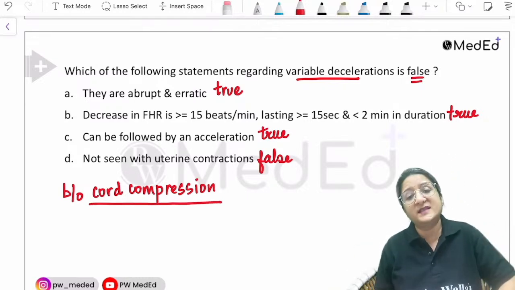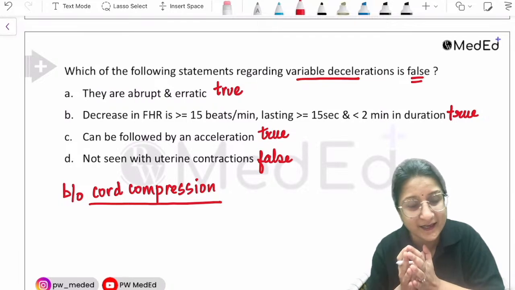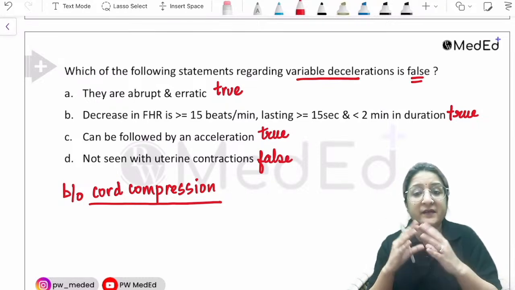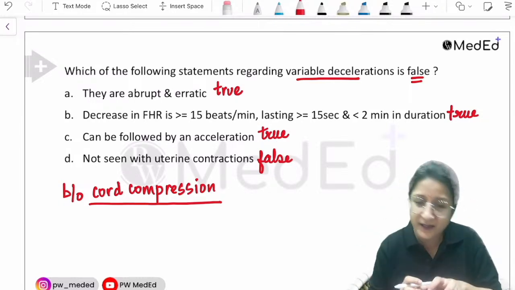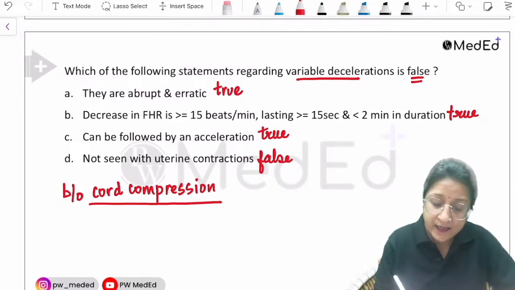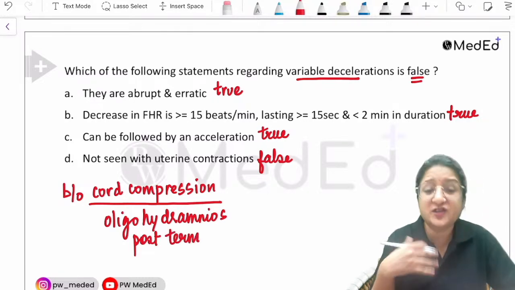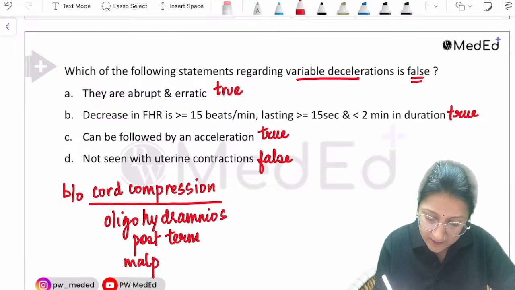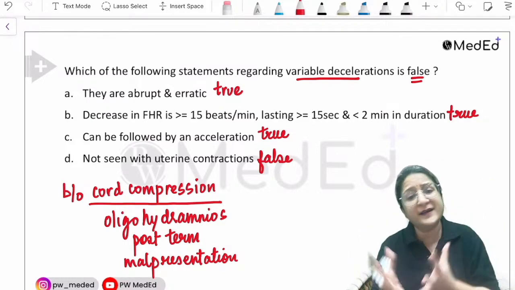Fetal hypoxia, so obviously repeated episodes of cord compression will eventually lead to fetal hypoxia. Once fetal hypoxia starts setting in, at that point in time late decelerations will start coming, and there will be decrease in variability also. Variable decelerations by themselves happen because of cord compression, so they are more likely seen in oligohydramnios, post-term labor, or a malpresentation which makes cord compression more likely. And with uterine contractions during labor, cord compression can occur.